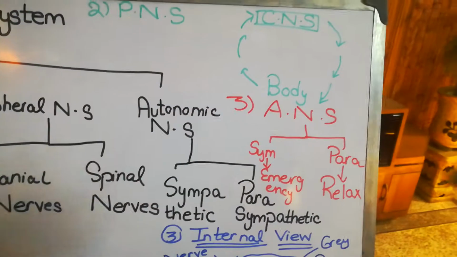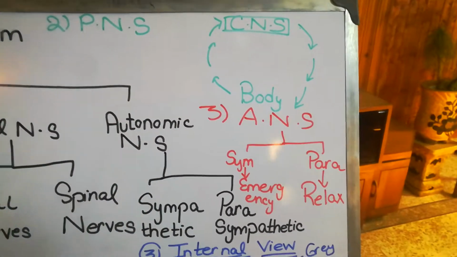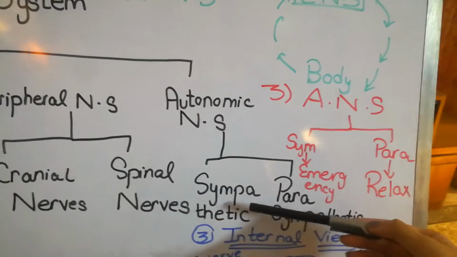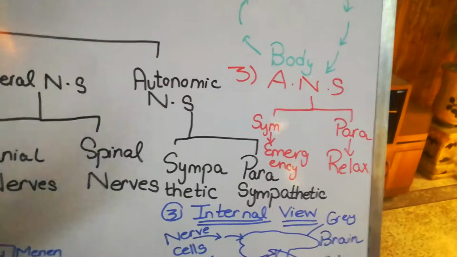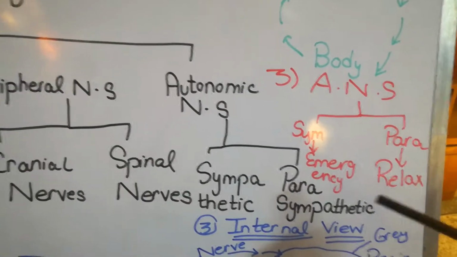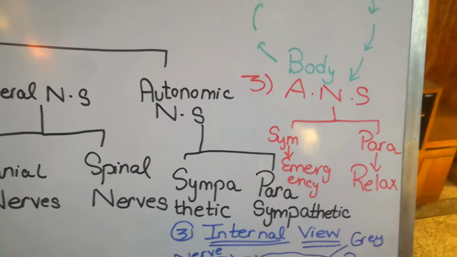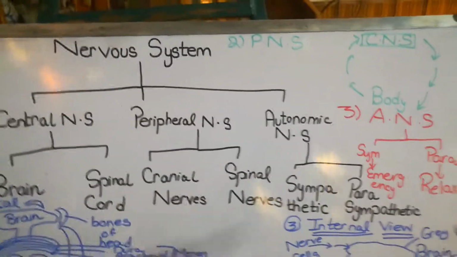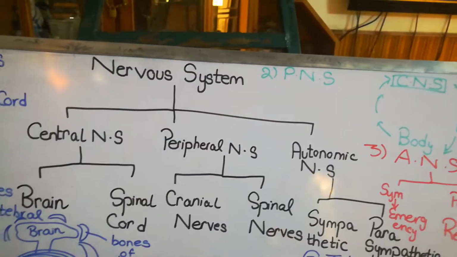When our body is in stress, in an emergency, in a flight or fright condition, then the nervous system that is stimulated is the sympathetic. When you're relaxed, you're chill, you're enjoying, then the nervous system that is stimulated is the parasympathetic nervous system. So that was a touch on the classification of the nervous system.